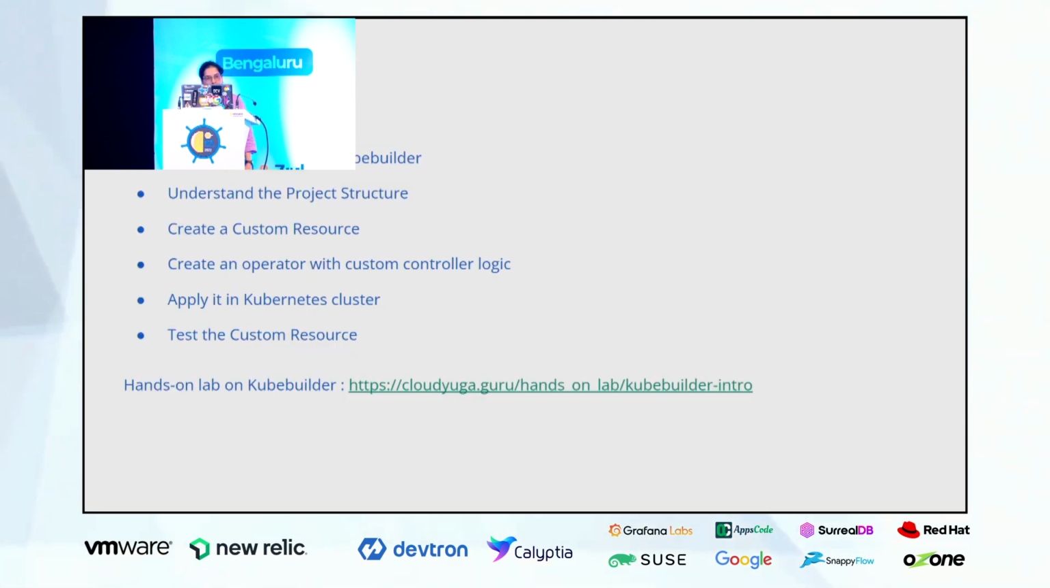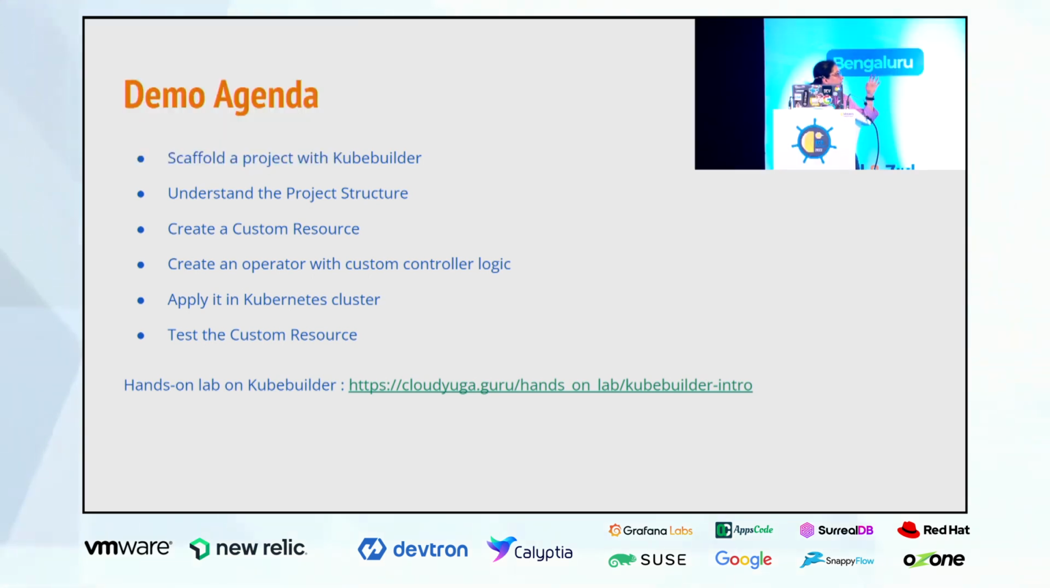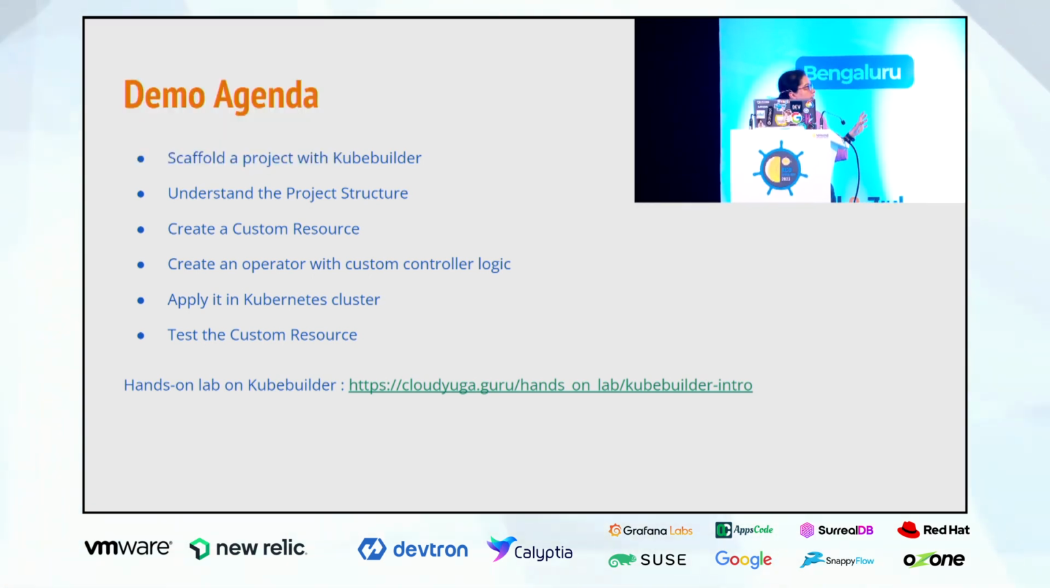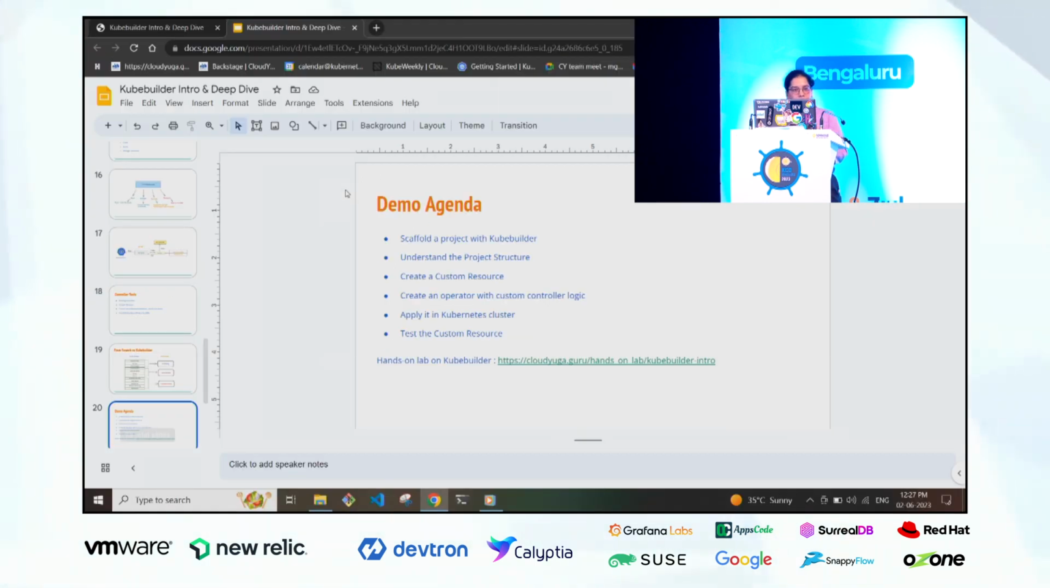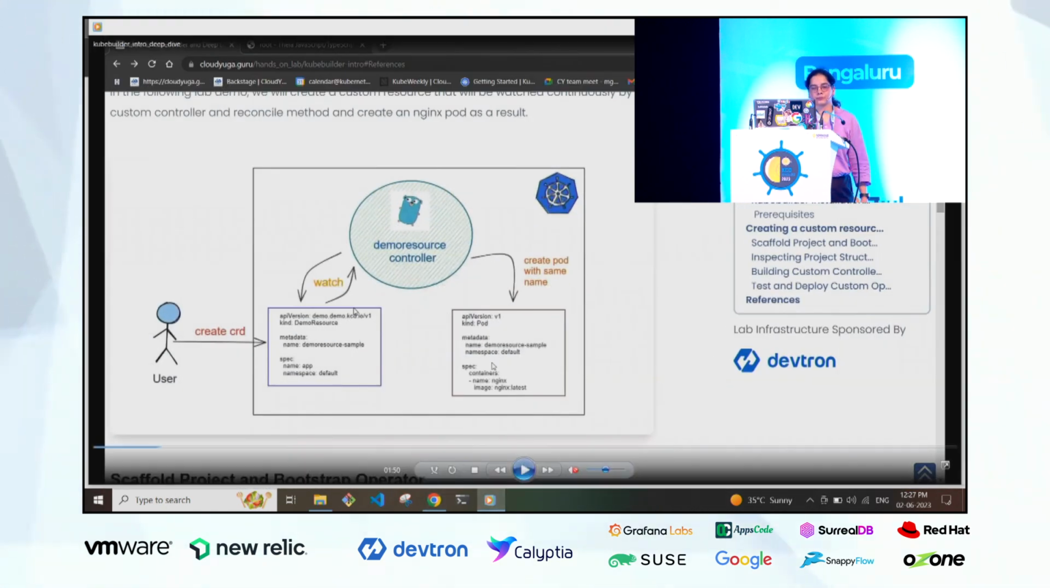these things. So as a part of our demo, we will see how to scaffold a basic Kubebuilder project, what is the structure of that particular project, and how we can create a custom operator with resource and logic, and then we will apply it in the Kubernetes cluster and test it out. So I have a demo video for this, so I'll just play it and we will discuss it.